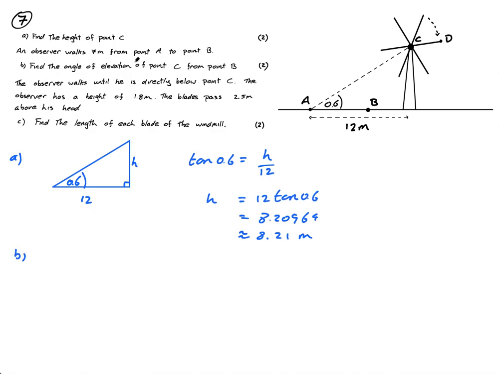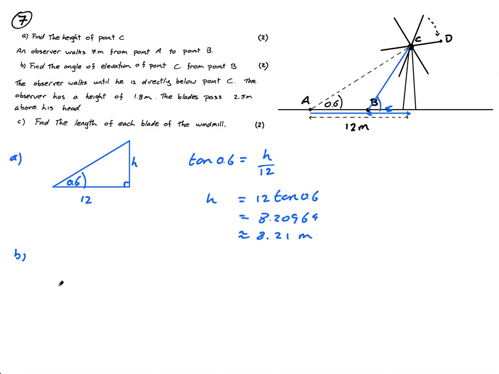Find the angle of elevation of point C from point B. Now he says he walks 7 meters from A to B. So this here is 7 meters, which means this here, so that's 7, this has to be 5, because 7 plus 5 is 12. And then he wants this angle there.